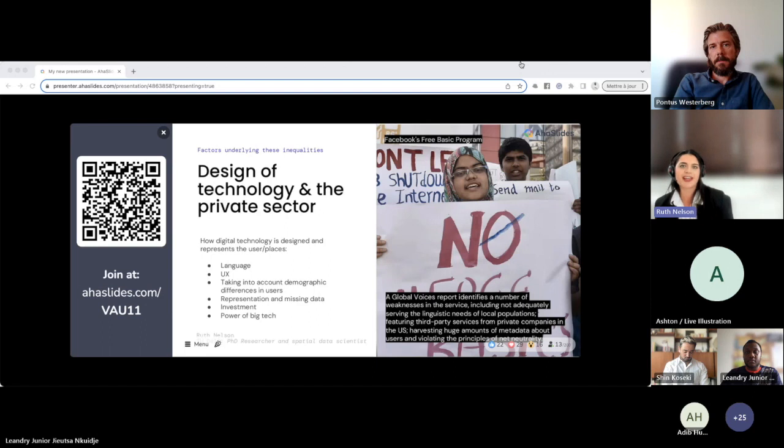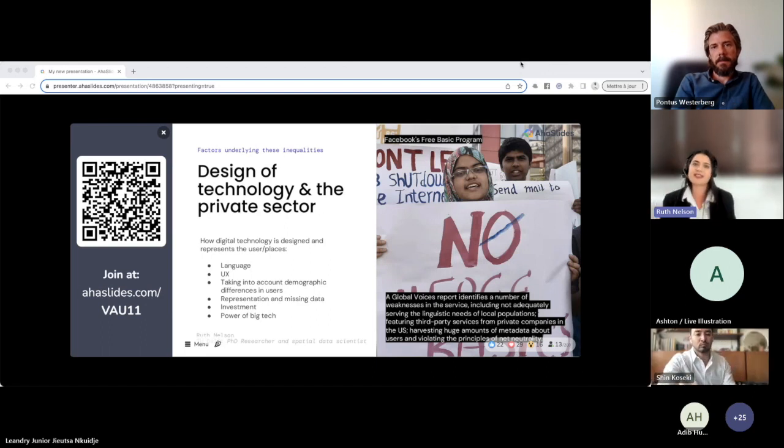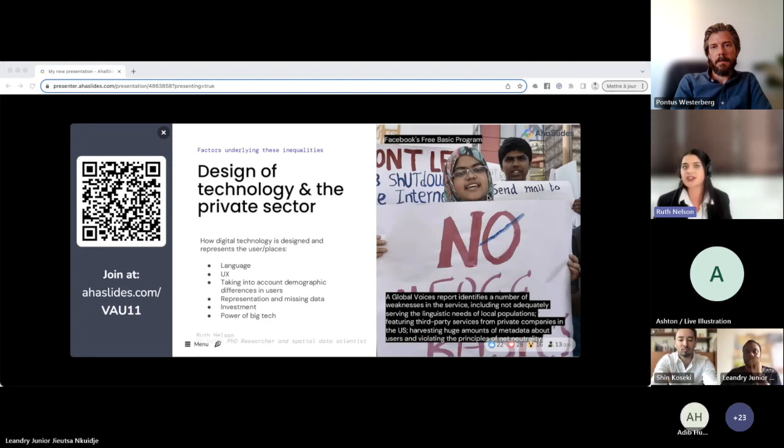I think another huge factor is representation and missing data. The digital in many ways represents the physical, but it does so often in an unequal manner. Certain places, certain people are represented more than others. So for example, let's just take Wikipedia.